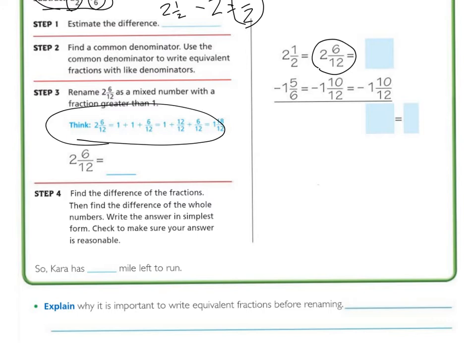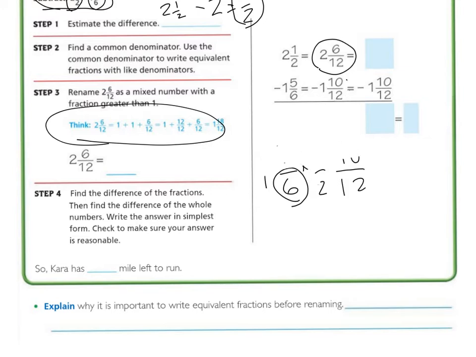Okay, so then I need to rename this, and you can see that they already did that there. Let's change this font. So 1 5/6. And in order to rename 1 5/6, remember I want it to be 12 on the bottom. So the way they got that 10 was, in order to make the 6 on the bottom 12, I had to multiply it by 2 over 2, right? And 5 times 2 is 10, right? So that is how they got the 1 and 10/12.